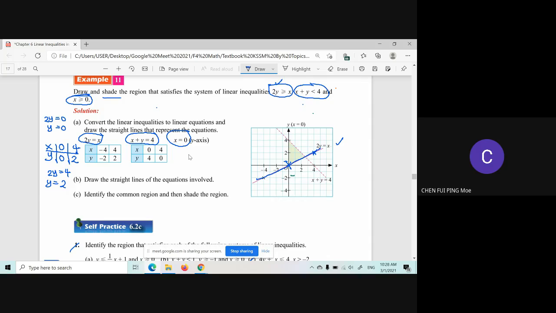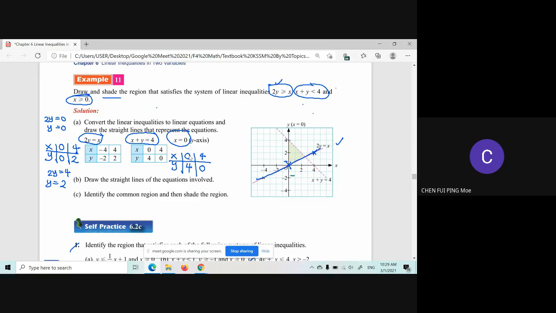Second line, x plus y equals 4. Same thing, choose two numbers you like. Let's say you set x equals 0. If x is 0, meaning 0 plus y equals 4, so y is 4. Or maybe you can set y to 0 also, up to you. If y is 0, x plus 0 equals 4, meaning that my x is 4. This one is up to you, whether you set x or set y. Choose the one you like, as long as you can draw it.